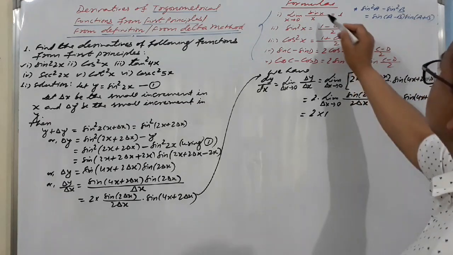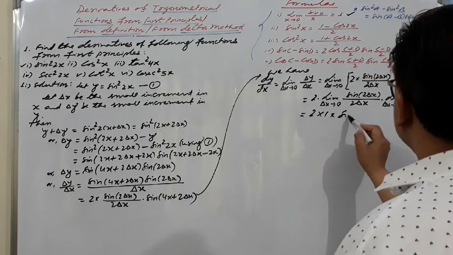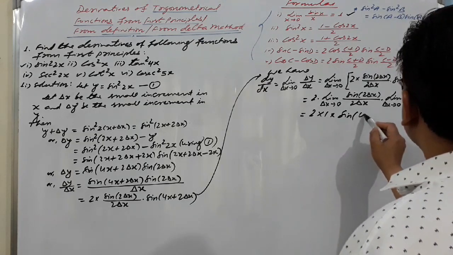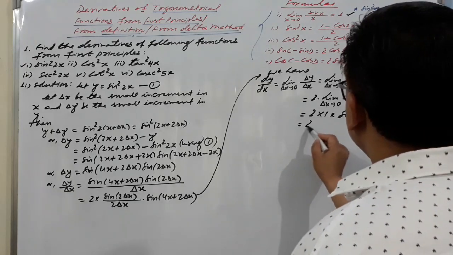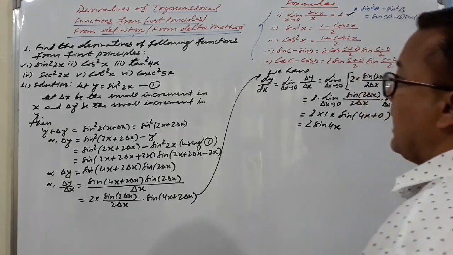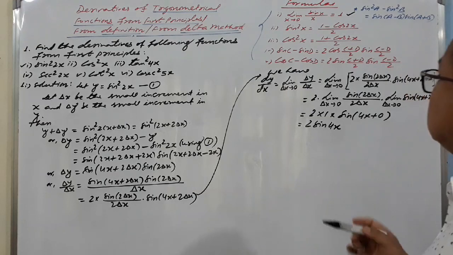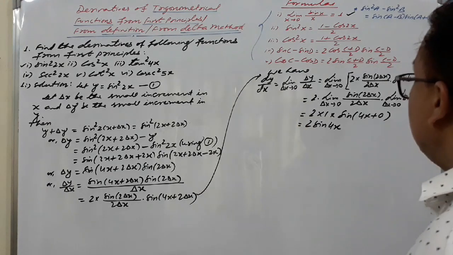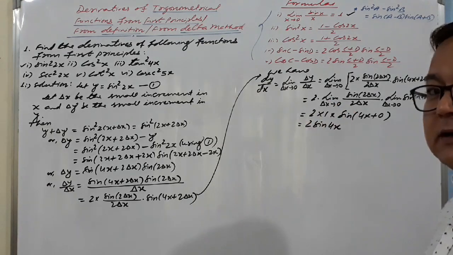Using this theorem, and the limit of sine 2 delta x over 2 delta x as delta x tends to 0, it becomes 4x plus 0. So simply you are going to get here 2 sine of 4x. Okay, this is the derivative of sine square x. I don't think you have any problem, I have explained it in detail.